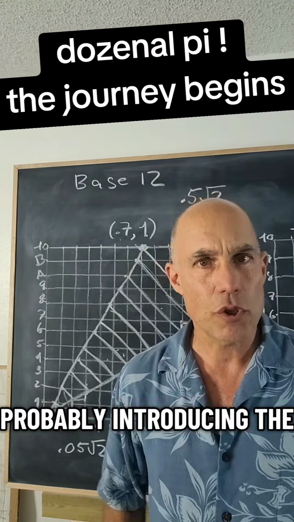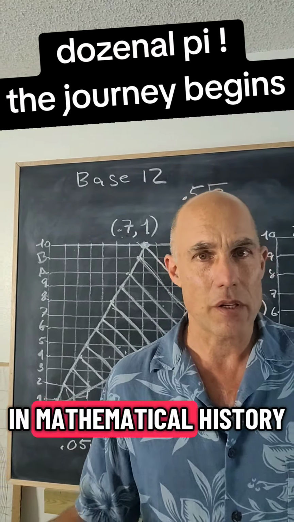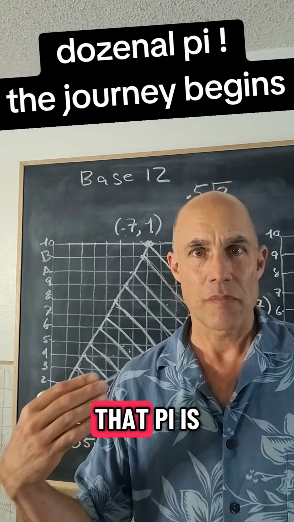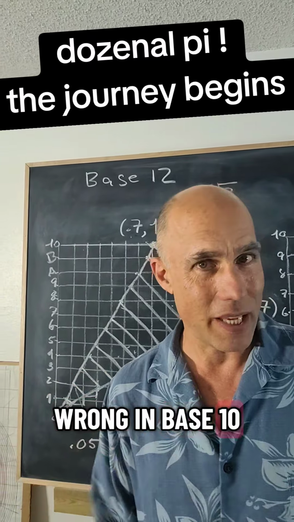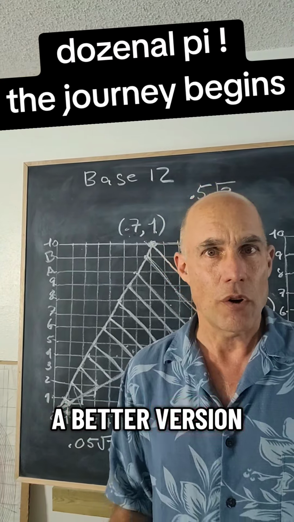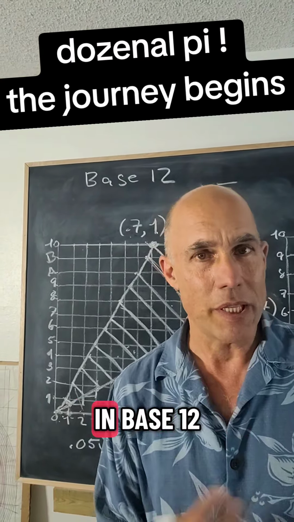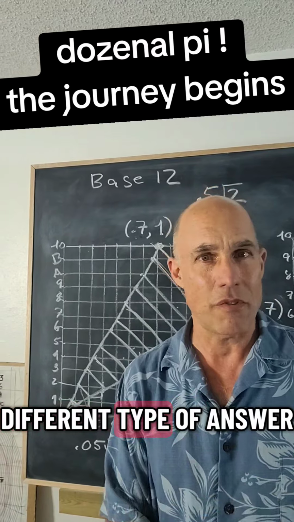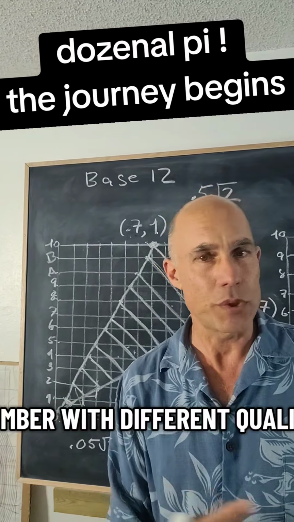Probably introducing the most controversial idea in mathematical history, and that is that pi is wrong in base 10, and that there's a better version or another way of calculating it in base 12 that yields a different type of answer, a different type of number with different qualities.